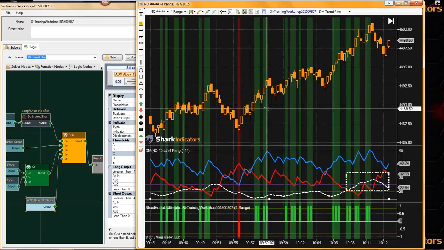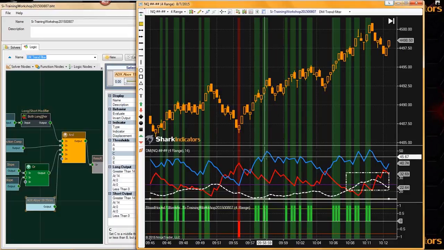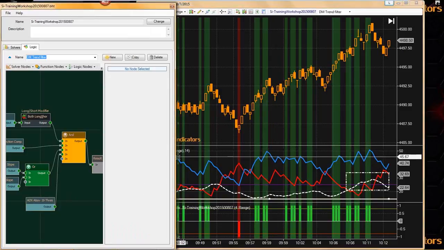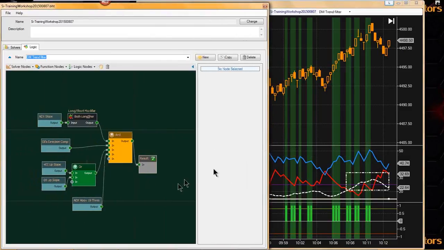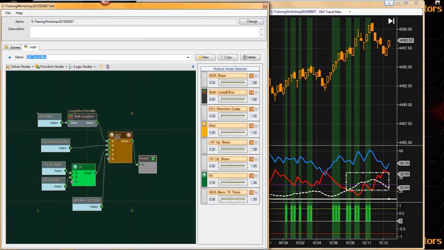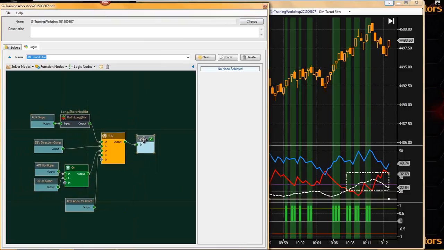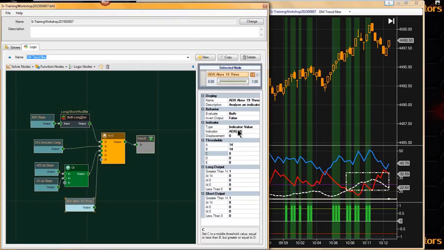So just use your imagination as to how this might benefit you. I'm just showing you how to build the system in BloodHound. I'm really not telling you what settings to use. I typically just use the default settings of my indicators. These examples are more about how to build it in BloodHound, and then you will have to fine-tune the indicator settings to best fit your instrument and your time frame.